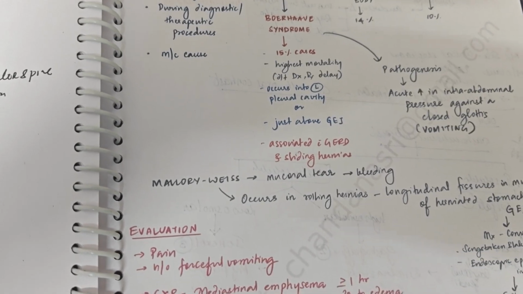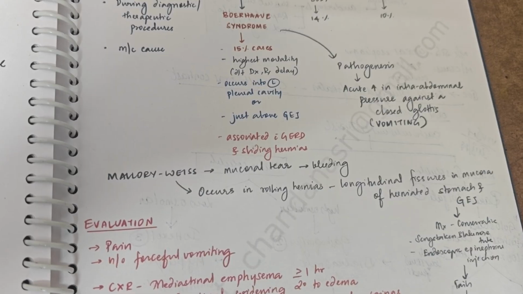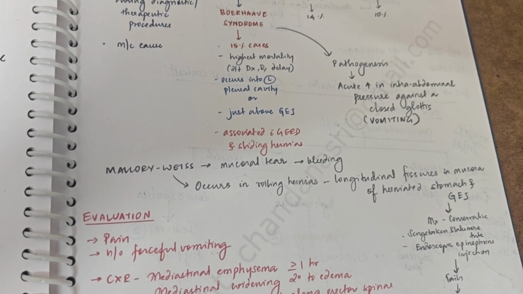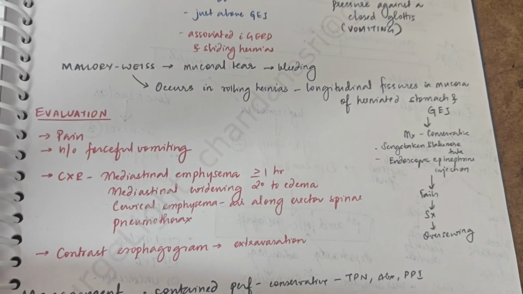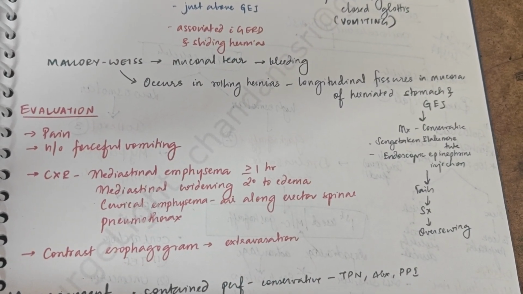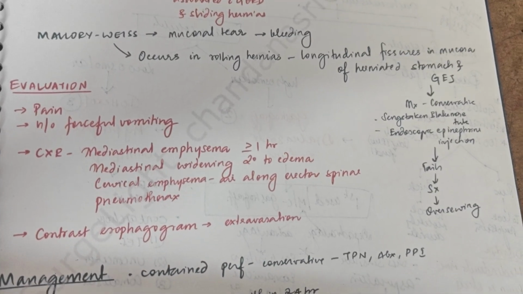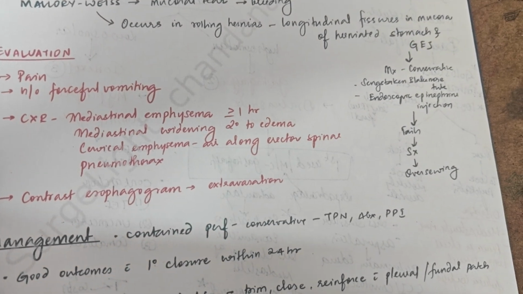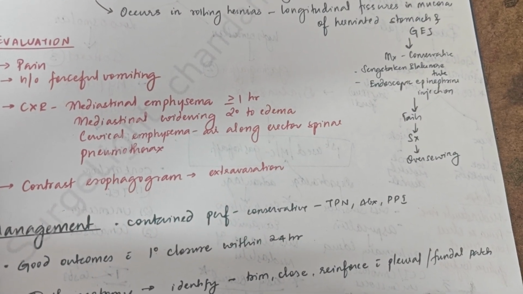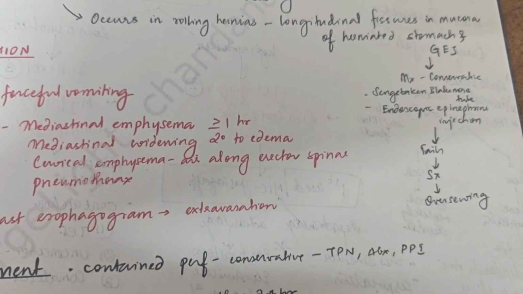The next important one is something known as Mallory-Weiss syndrome, where there is a mucosal tear, then there is bleeding, occurring in rolling hernia. What's written here is longitudinal fissures in the mucosa of the herniated stomach and at the gastroesophageal junction, mostly managed conservatively.